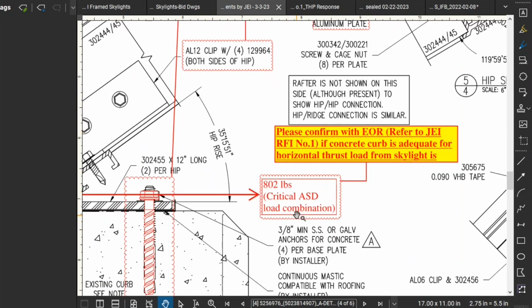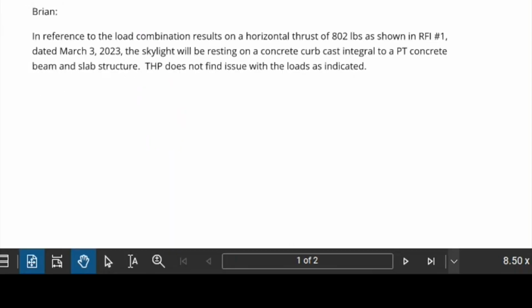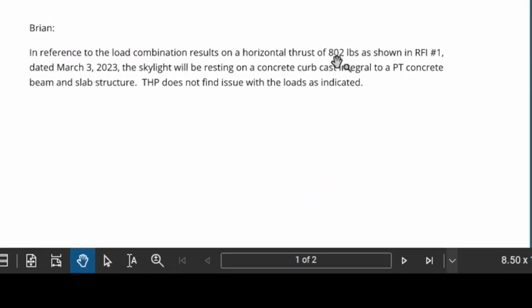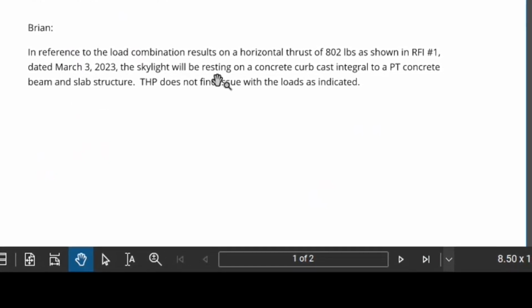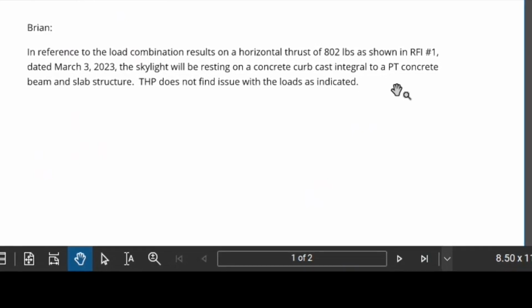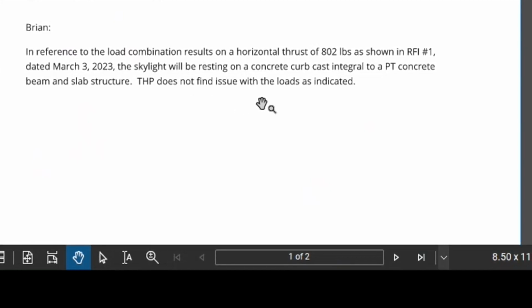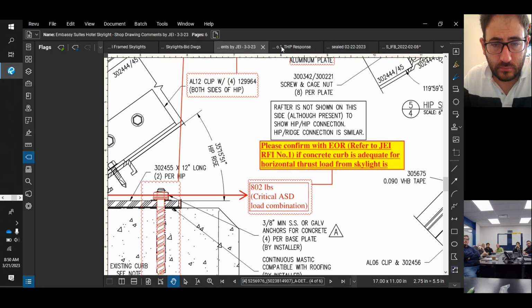So we brought this up in an RFI to the client. The client passed it along the chain to the EOR. And luckily on this one, the response was, in reference to the load combination result on a horizontal thrust of 802 pounds, as shown in RFI number one, the skylight will be resting on a concrete curb cast integral to a post-tension concrete beam and slab structure. THP does not find issues with the loads as indicated. So we did our due diligence. We brought that up to the team, and they all said, yeah, we should be good.